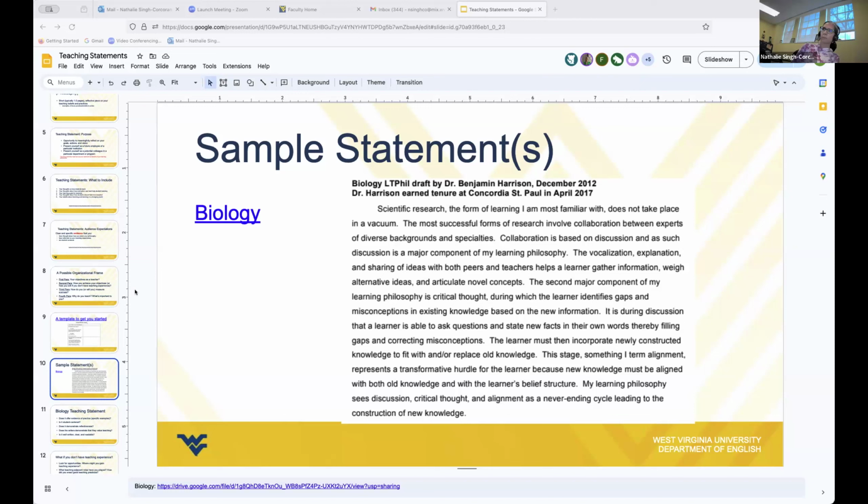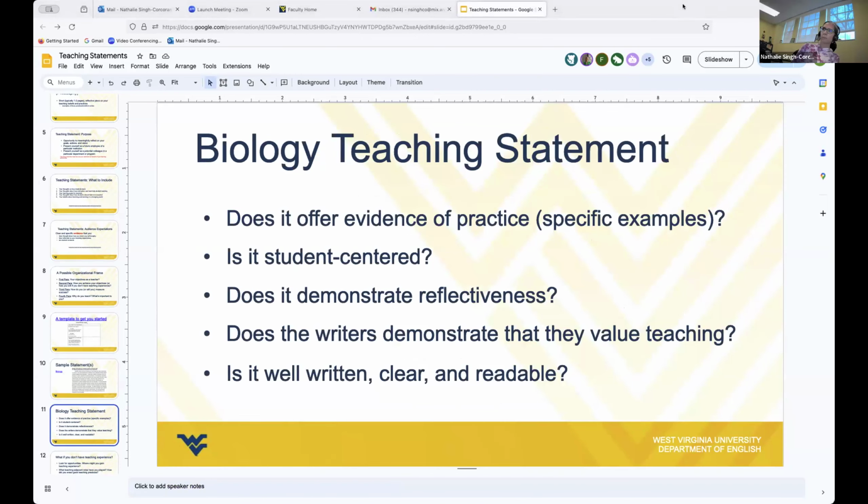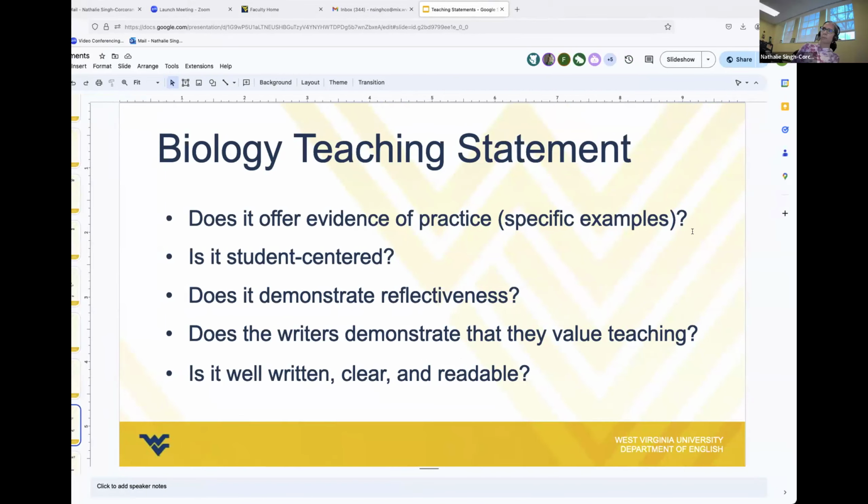Okay, so I'm going to go ahead and advance to the second slide, and let's see if we can answer these questions about the biology teaching statement. I just want to see your thoughts in the chat. Does the teaching statement offer evidence of practice? Does it offer specific examples? Say yes if you think it does in the chat.